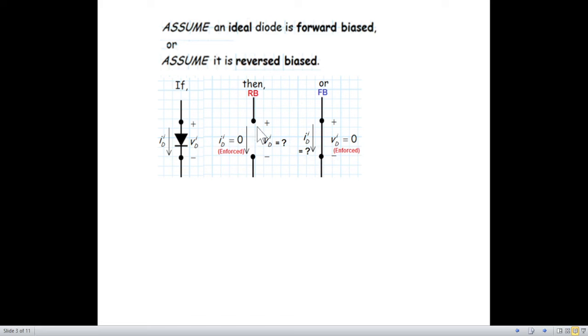Then these are some of the things that we have to keep in mind. If the diode is reverse bias, that means it is open circuited. Then for sure we can say that the current through the diode is zero, and this we are naming the enforced condition. But the voltage across the diode is unknown, so we have to calculate that. And if we assume the diode to be forward bias, then we have to enforce that the voltage across this short circuit will be zero, and we have to find the current through the diode, or through the short circuited diode.